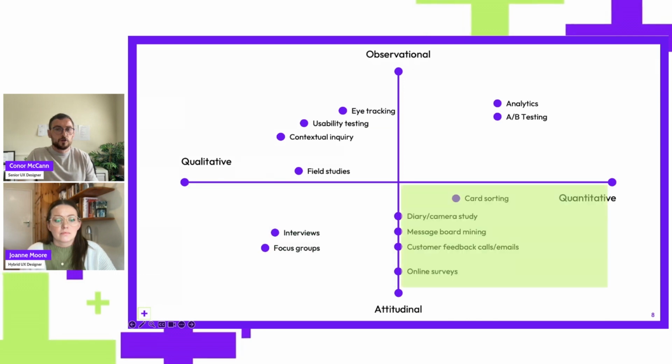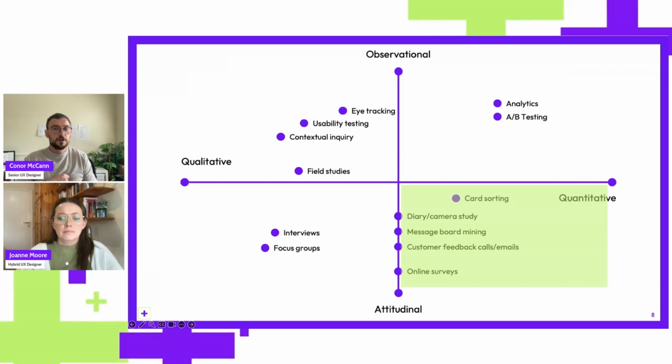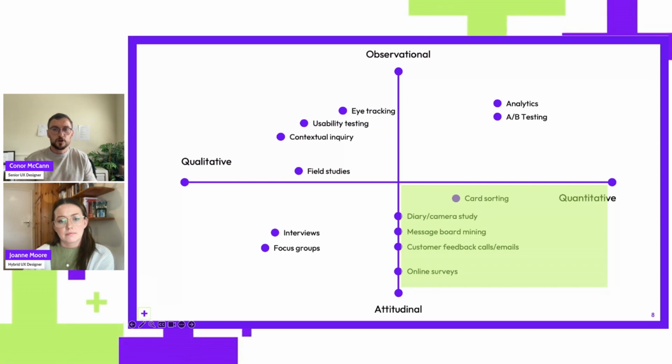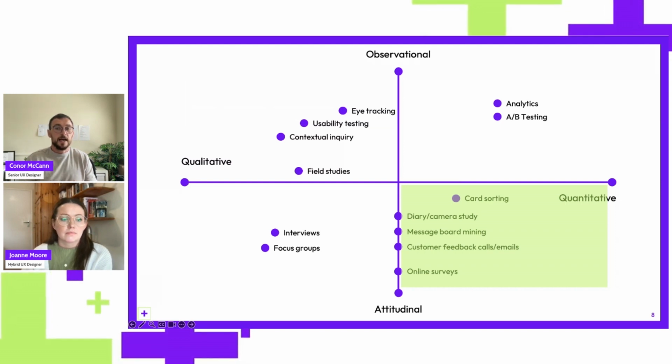The final quadrant then is quantitative. So again, we're measuring what's happening within attitudinal. It's based on opinion, and again in this area we find that there's great value to be had in things like online surveys, in speaking to people in places like customer call centers, email, phone, listening in on calls, reading emails, going on to social media, message board mining, and we get loads of really good stuff there.